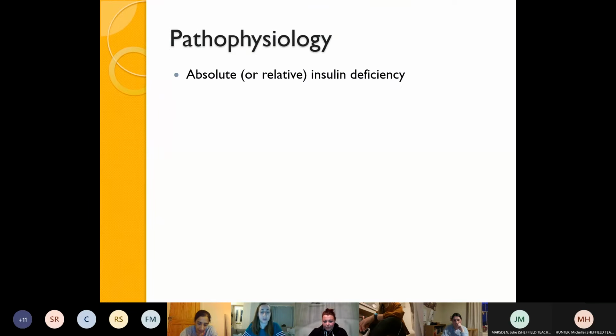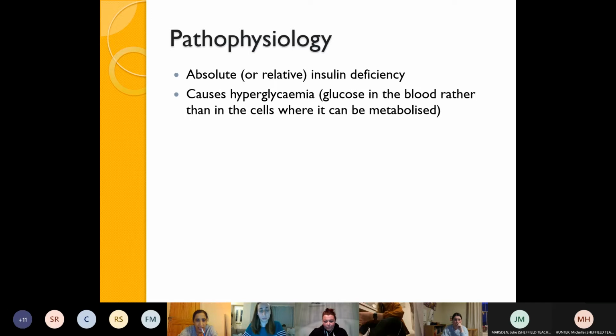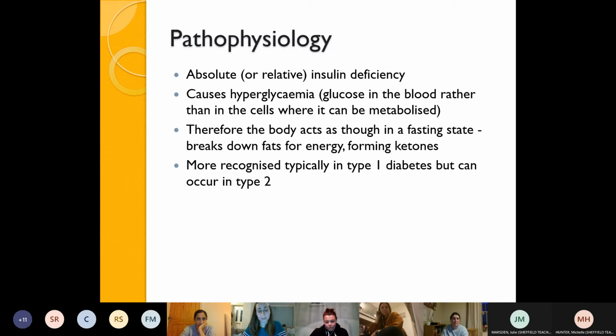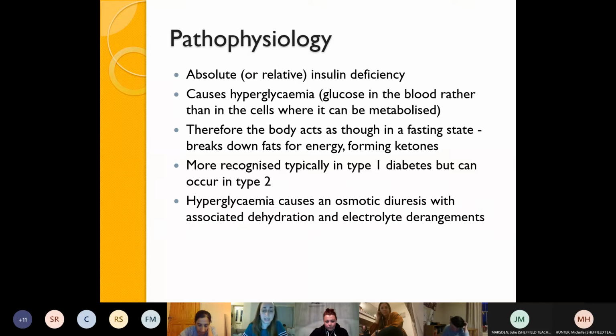So this is a bit of a summary of all that more busy slide. We don't have enough insulin on board for whatever reason. So the glucose goes up in the blood and it's not in the cells where we can use it. Therefore, we start breaking down fats, and that forms ketones. It's more recognised in type 1, because with type 1 you aren't producing insulin yourself, but it can occur in type 2 less frequently.